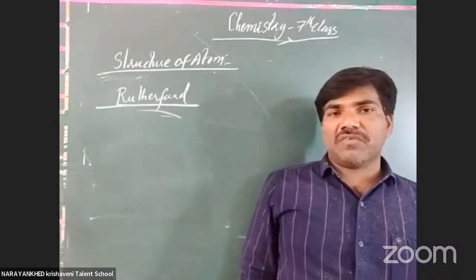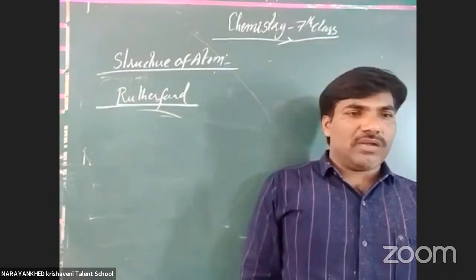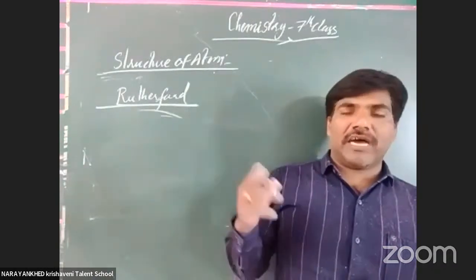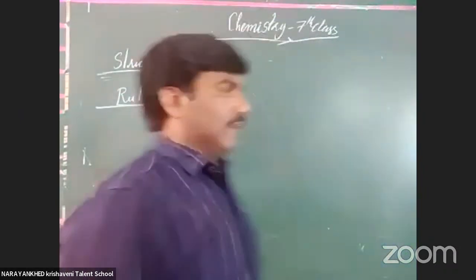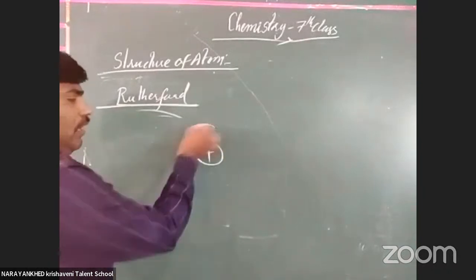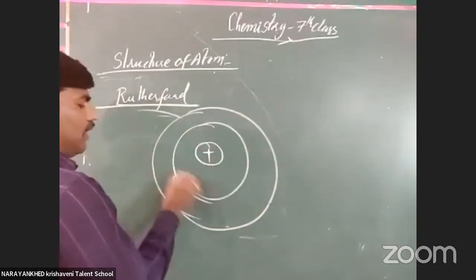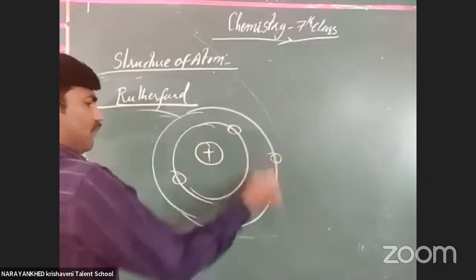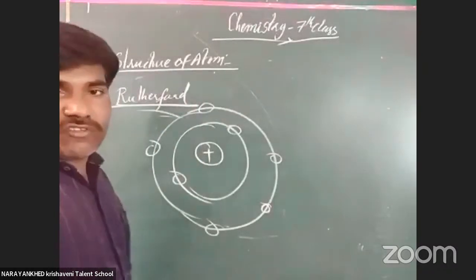What is the solar system model? You know very well. The center is the sun, and all the remaining planets revolve around the sun in particular orbits. Like that only, the center of the atom contains a positive particle, and around it electrons revolve around this nucleus. That is why it is called the nuclear model, as well as the solar system model.